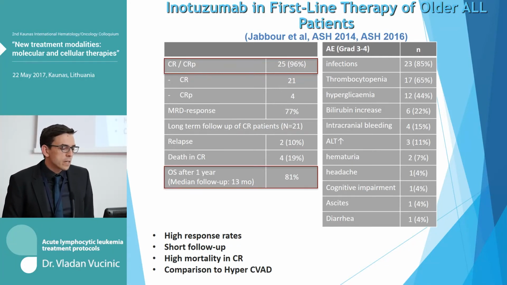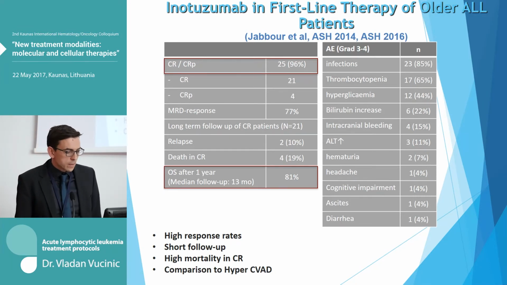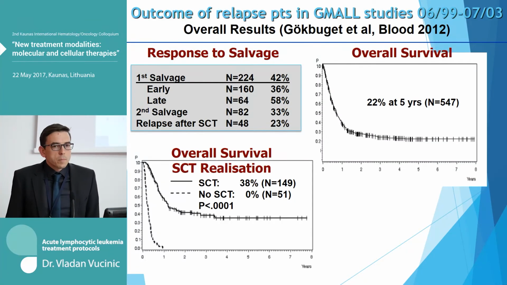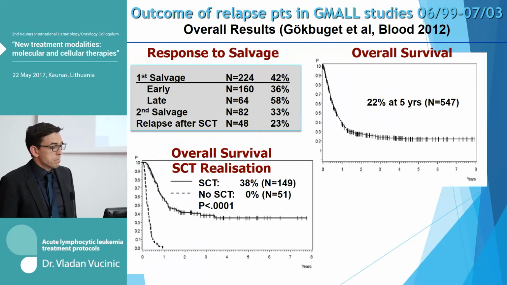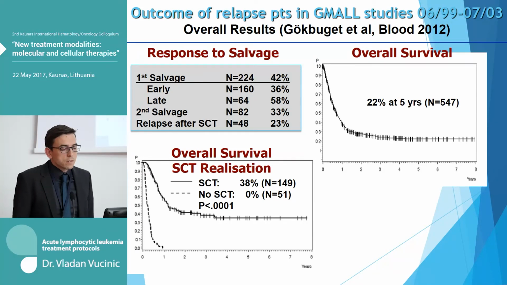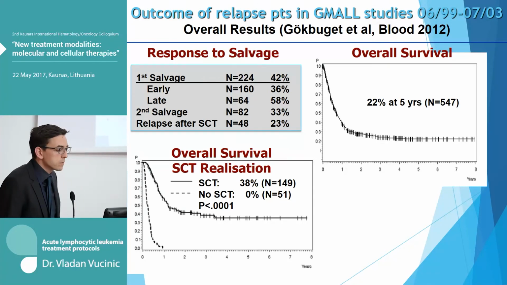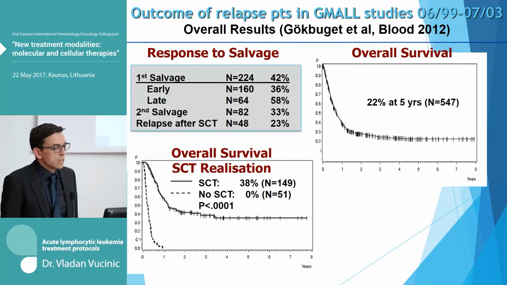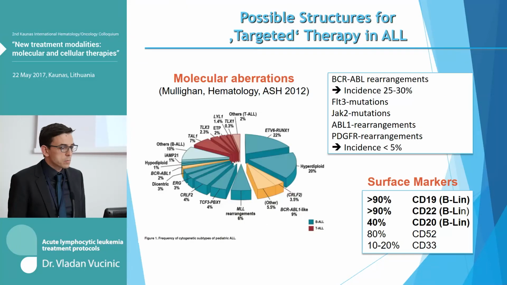Anyhow, the patients had quite a lot of infections and hematological adverse events. So talking about relapse, the prognosis of the patient after the first relapse is bad. About 22% of the patients are alive after 5 years, and in the case of second salvage, the prognosis is even worse. The patient who gets to remission after relapse is a candidate for allogeneic stem cell transplantation.